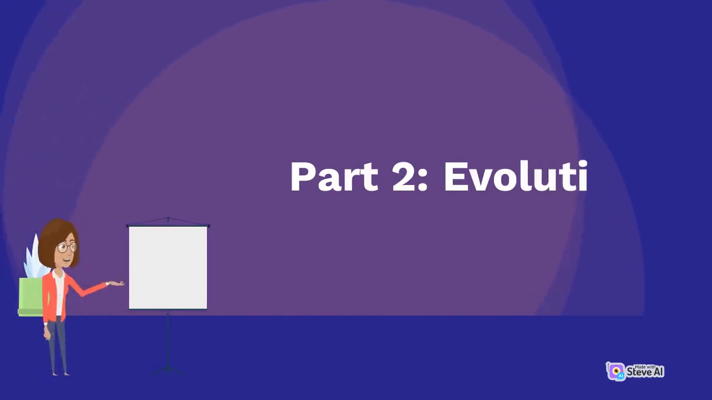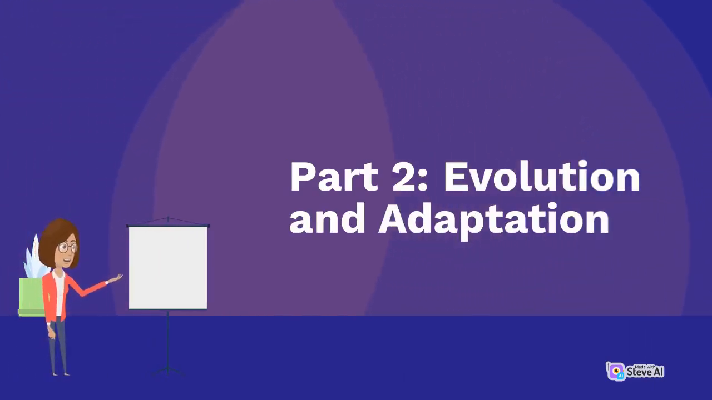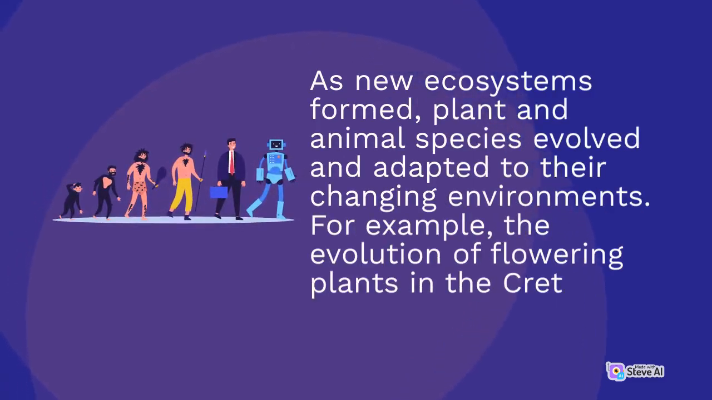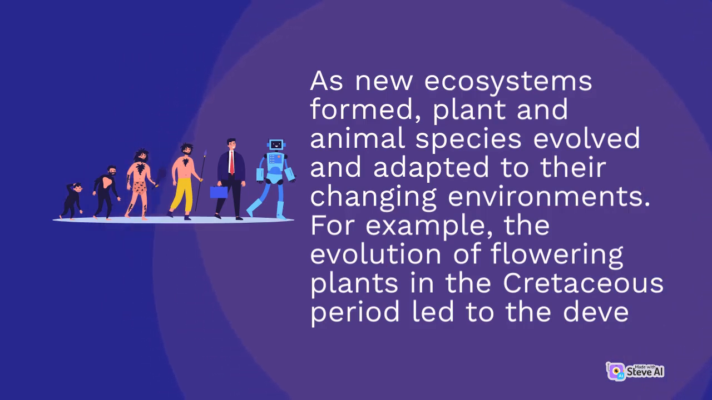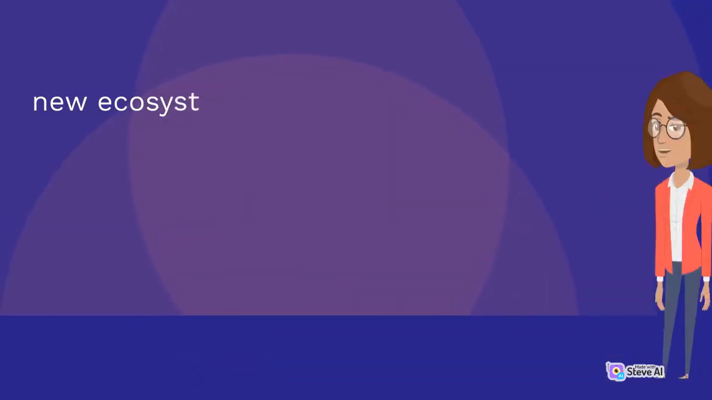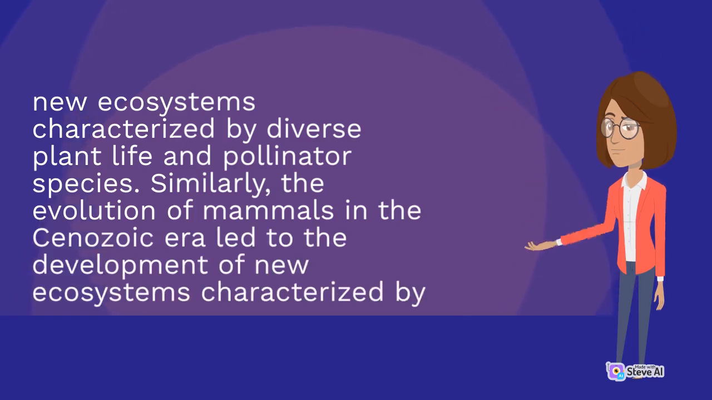Part 2. Evolution and adaptation. As new ecosystems formed, plant and animal species evolved and adapted to their changing environments. For example, the evolution of flowering plants in the Cretaceous period led to the development of new ecosystems characterized by diverse plant life and pollinator species.